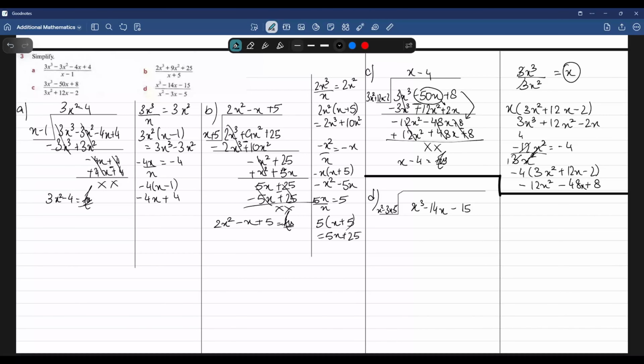so now x cubed divided by x squared is going to become x. Now we multiply this x by the whole quadratic equation, which is x squared minus 3x minus 5, which will give us x cubed minus 3x squared minus 5x. So we get x here. When we multiply, we get x cubed minus 3x squared minus 5x here.